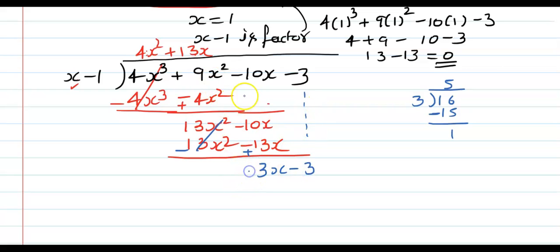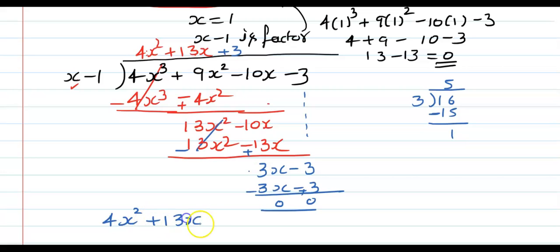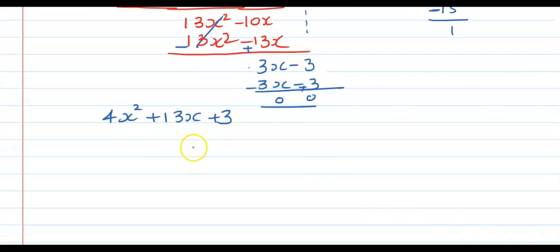Okay, which sign is here? Plus, so you can put here plus sign and 3. So 3x minus 3. You will get 0 if you do take away minus and plus, so you'll get 0. You have to get 0 because x minus 1 is a factor of this. So we got 4x square plus 13x plus 3. So let's write down here 4x square plus 13x plus 3. Is that okay?